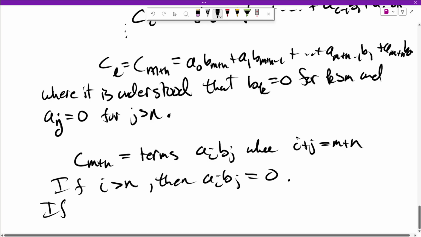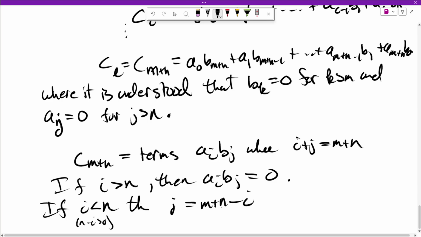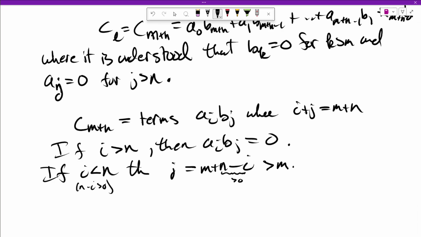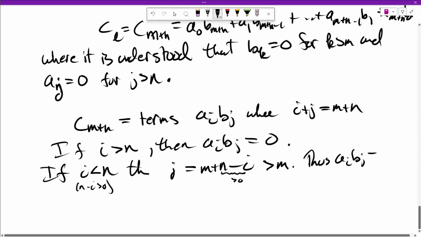Great. What happens when i is less than n? Well, then j, which is m plus n minus i, is bigger than m. This is saying that n minus i is positive. If we solve that, we get j is m plus n minus i. This is a positive term here. That's bigger than 0. So if we have m and we add something positive, we're bigger than m. So if i is less than n, then j exceeds m. But when j exceeds m, the coefficients for b are 0. So in this case, a_i b_j is 0.